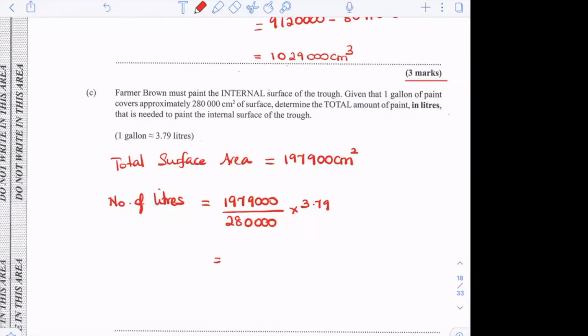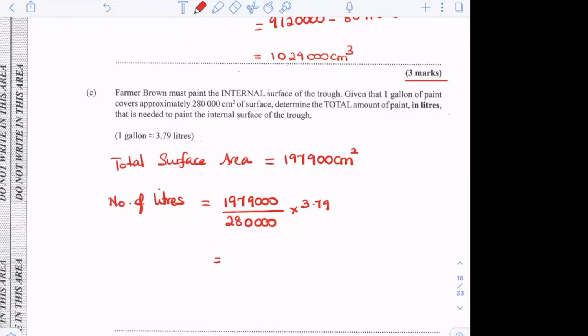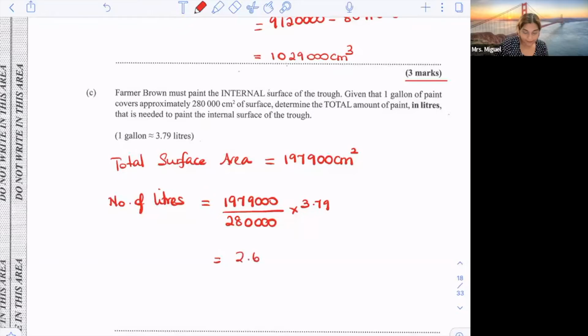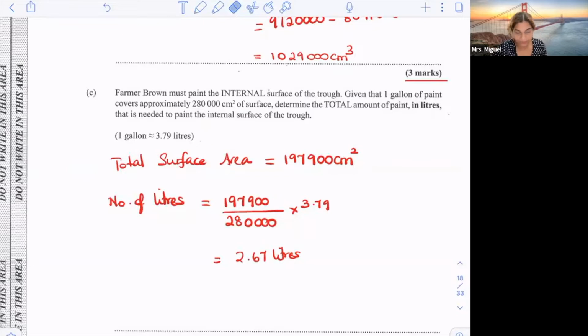27 liters? Well, 26.7. No, I get 2.67 liters. Check that back. Did I put that extra zero? Oh yes, I put an extra zero here, sorry. So it's 197,900 divided by 280,000, multiplied by 3.79. Look at the answer here.